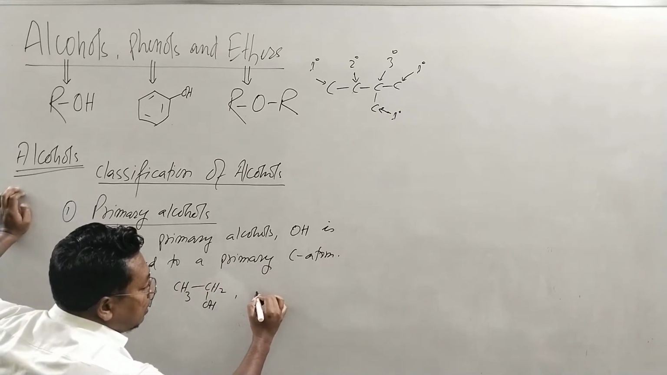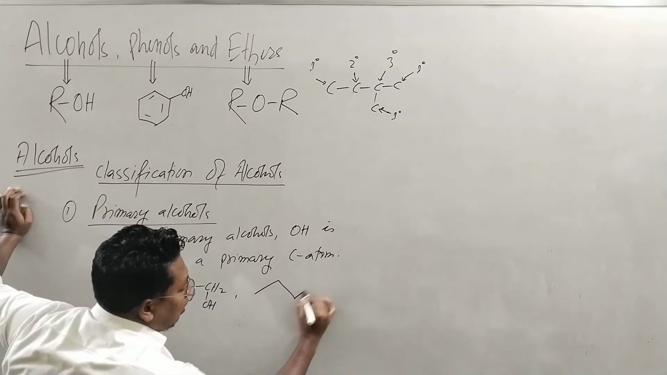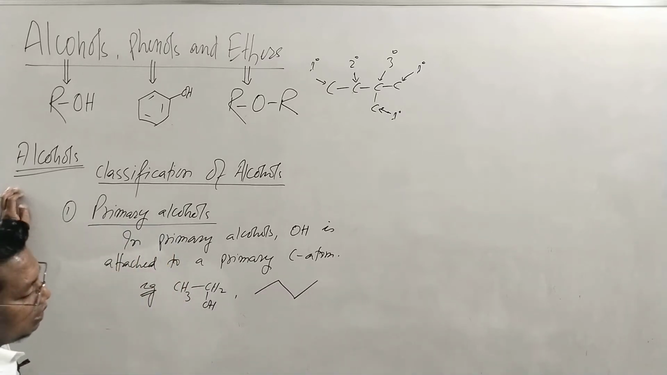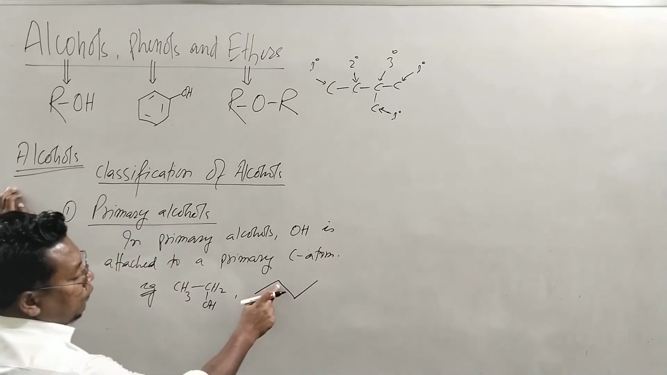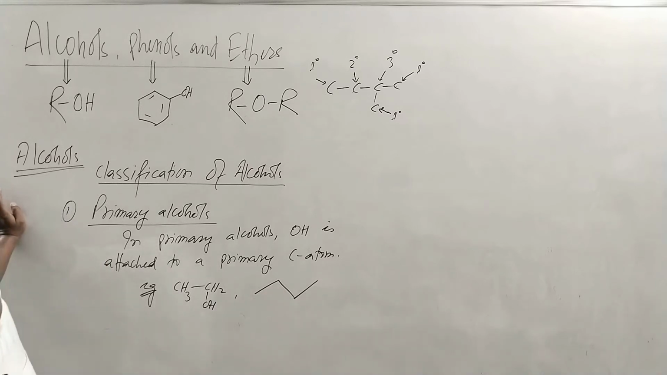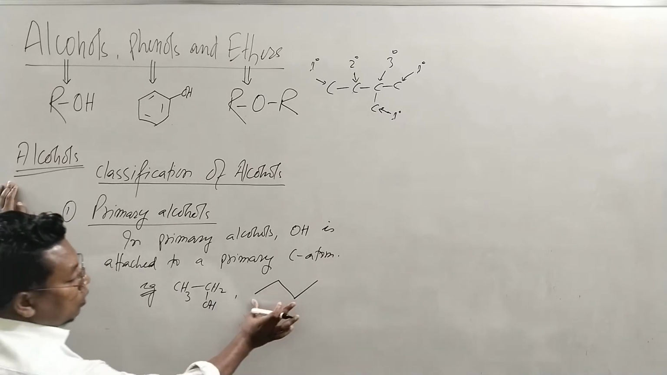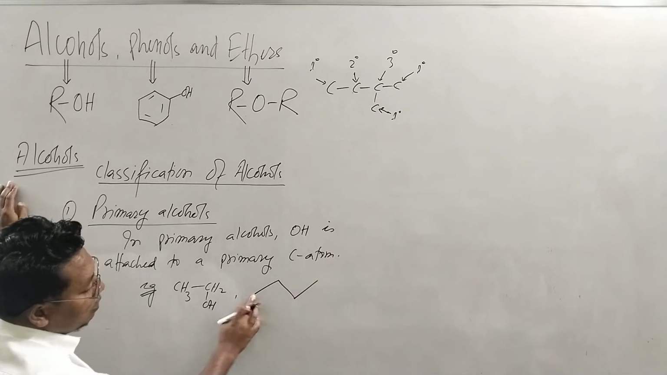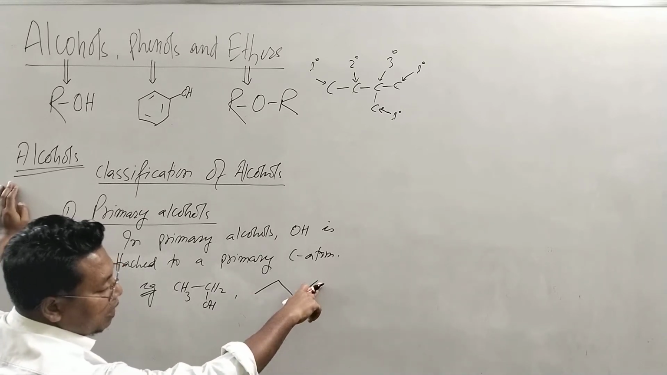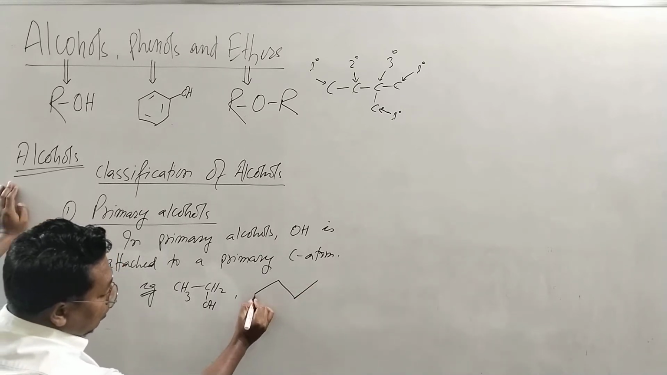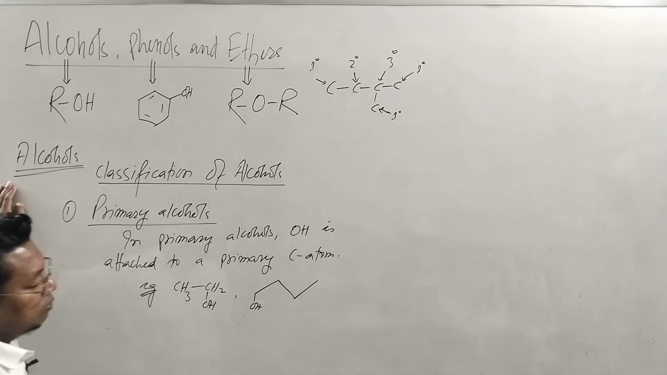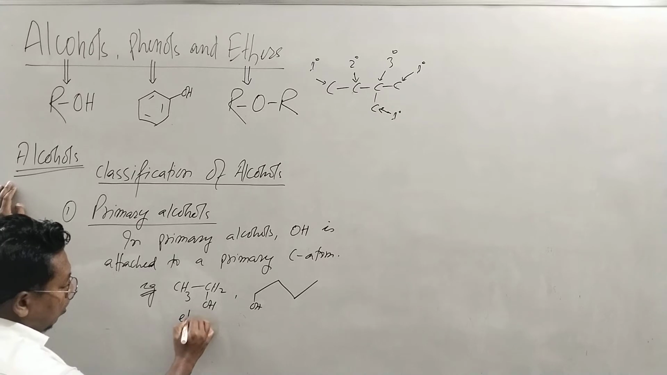Another example is, suppose I am taking this carbon chain of 4 carbon atoms. How many carbon atoms are primary here? 2 carbon atoms. This is primary carbon atom. This is also primary carbon atom, and OH is attached to this carbon atom. Then this is also a primary carbon atom. This is called ethanol.